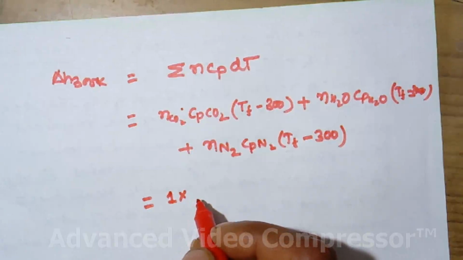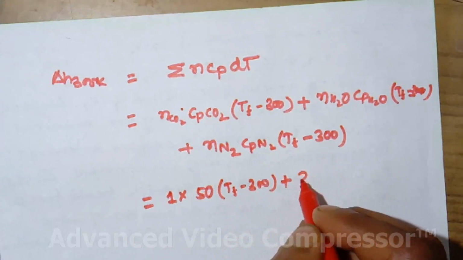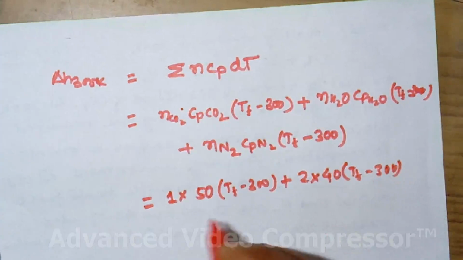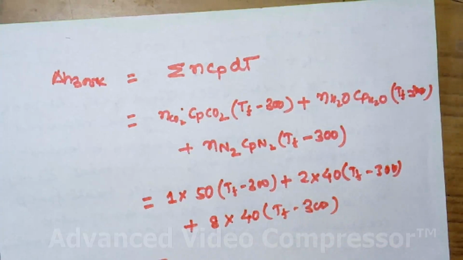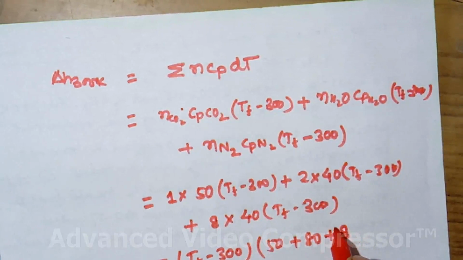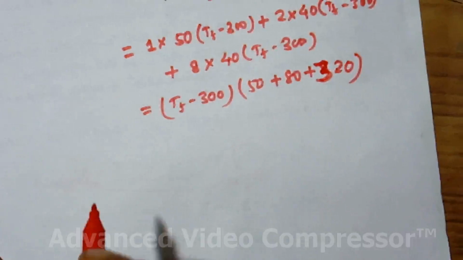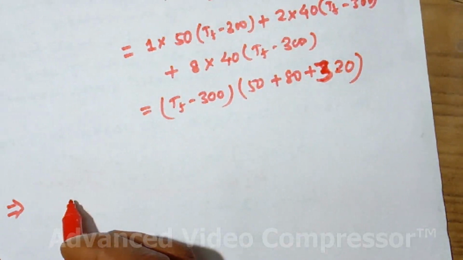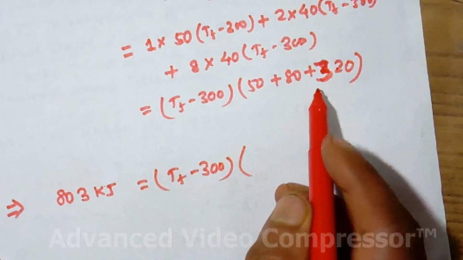Cp of CO2 is 50, times (Tf minus 300), and n of H2O is 2 and Cp is 40, times (Tf minus 300), plus 8 moles of N2 into Cp given as 40, times (Tf minus 300). This equals (Tf minus 300) times (50 plus 80 plus 8 into 40, that is 320). Now delta H at 300 Kelvin is given here as 803 kilojoule, equal to (Tf minus 300) times this, which comes around 450.